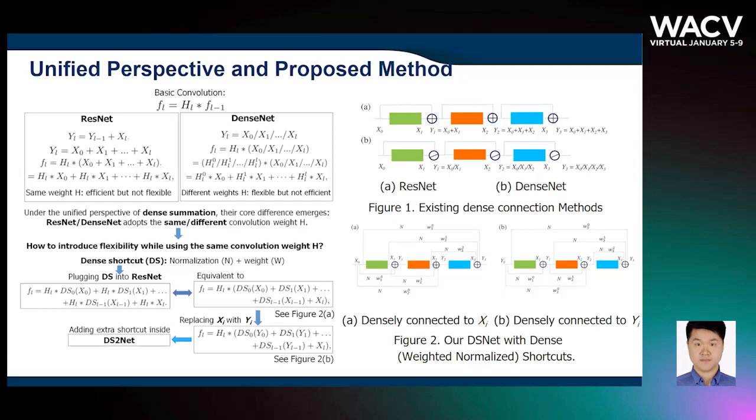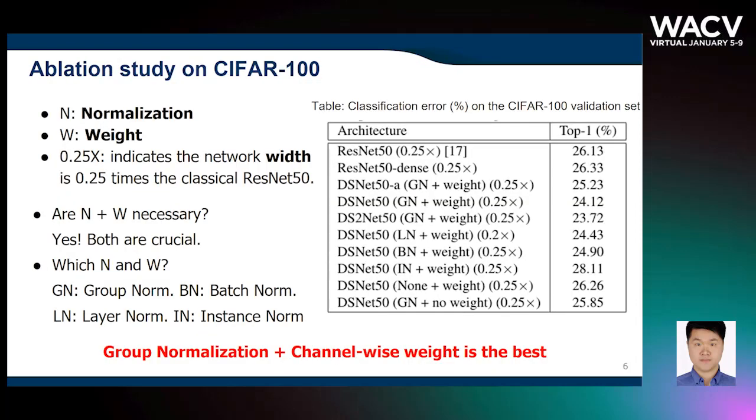We further insert one additional weighted shortcut inside the convolutional block, which is called DS2Net. The proposed dense shortcut has two components, normalization and weight. We find both of them are crucial for the performance. Specifically, we find that group normalization plus channel-wise weight is the best design choice.